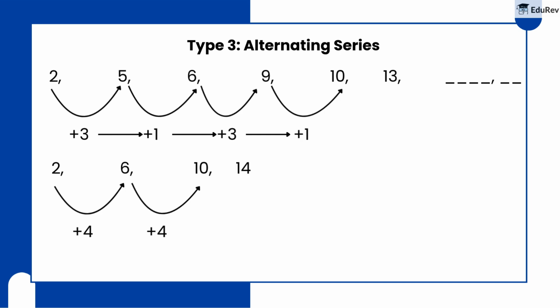Track 2, even positions. This track consists of the second, fourth, sixth, etc. terms. Series 5, 9, 13. Pattern: the difference between 9 and 5 is 4. The difference between 13 and 9 is 4. This track also adds 4 each time. Next term, 13 plus 4 equals 17. So, the two blanks are filled by the next term of track 1 and then the next term of track 2. The answers are 14 and 17.